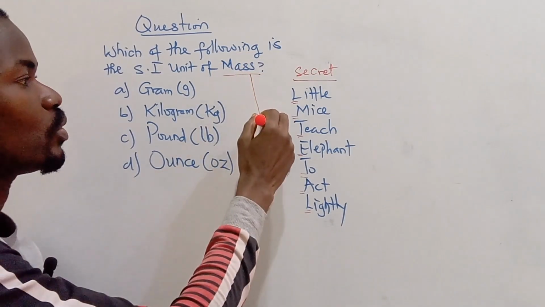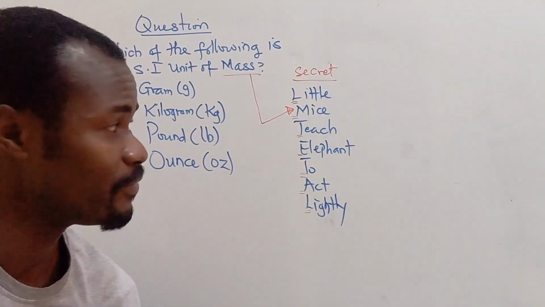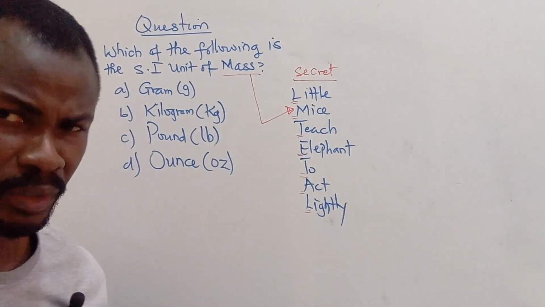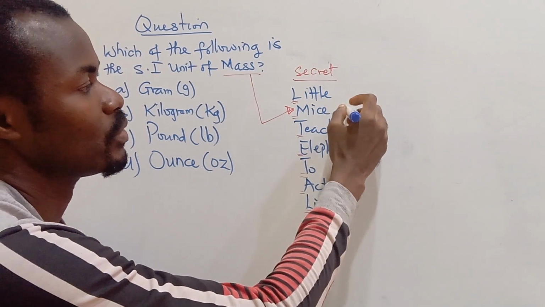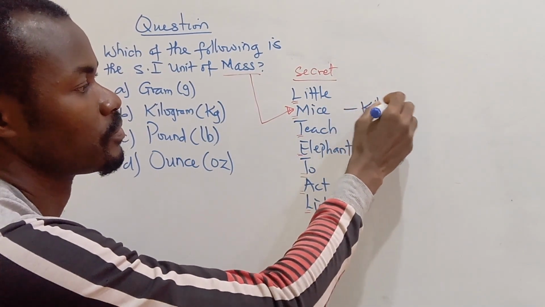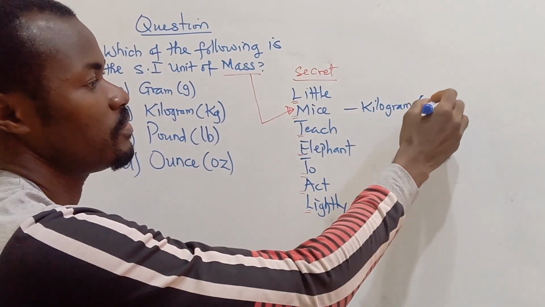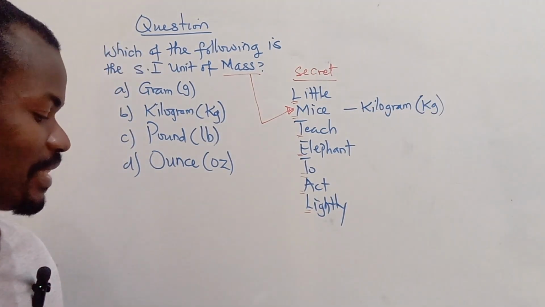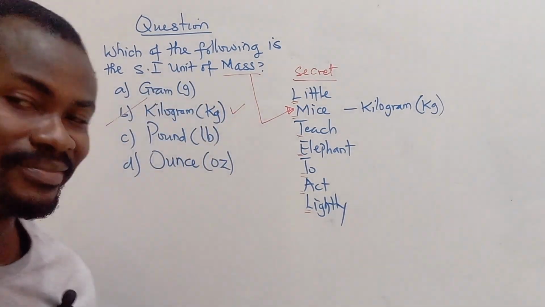So the question says, which of the following is the SI unit of mass? We come to M, which represents mass. And what's the SI unit of mass? It is kilogram, which is kg. So the correct answer to this problem is B, which is kilogram.